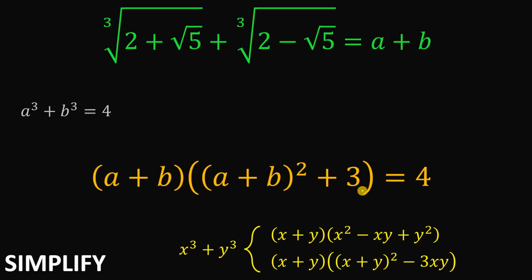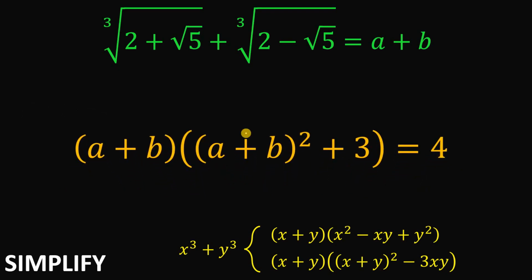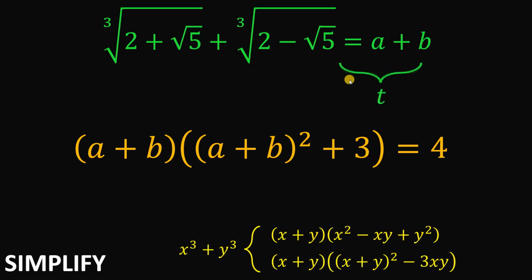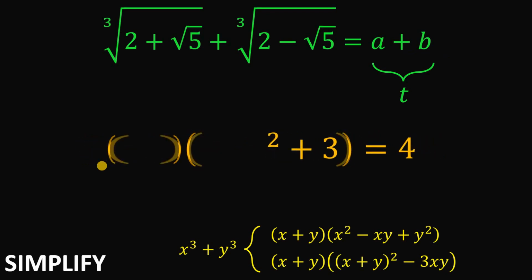Alright, now let's focus on this result. Take note that we want to solve for the value of a plus b. And the value of a plus b is the value of cube root of 2 plus square root of 5 plus cube root of 2 minus square root of 5. We know the value of this is a real number, so let's call this t. If this is the value of this expression, this is also the value of a plus b. So we can replace all a plus b in this equation with t.